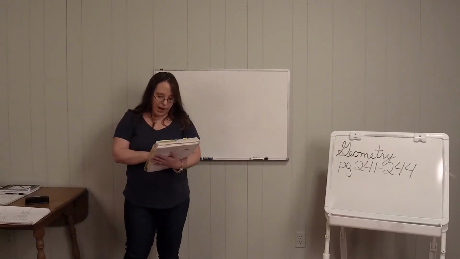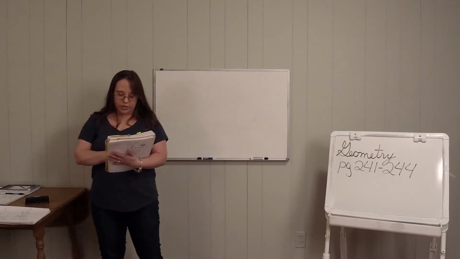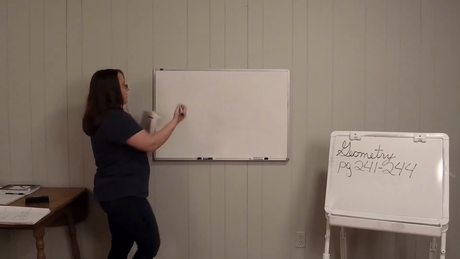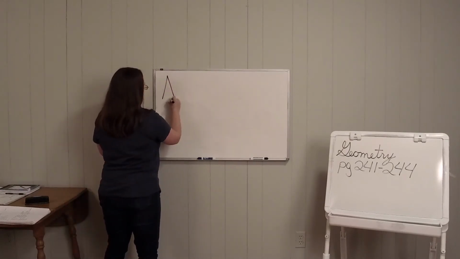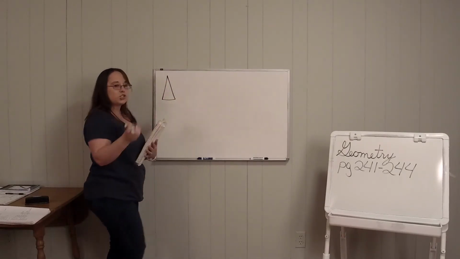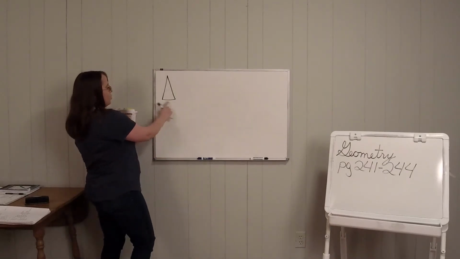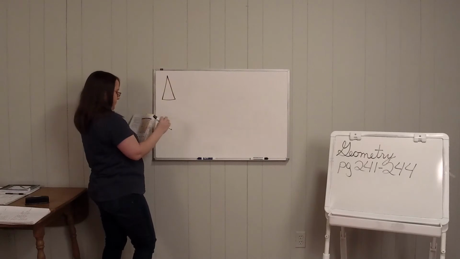Then you have a polygon, a simple closed figure made up of line segments. Then you have a triangle. How many sides does a triangle have? 3. How many vertices does it have? 1, 2, 3.